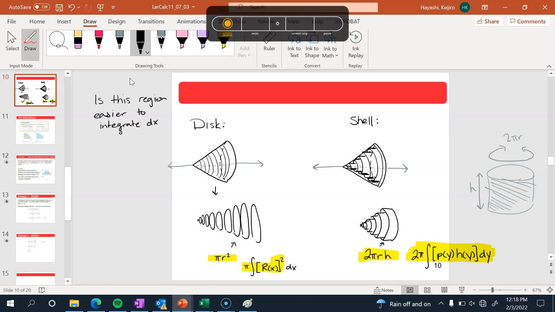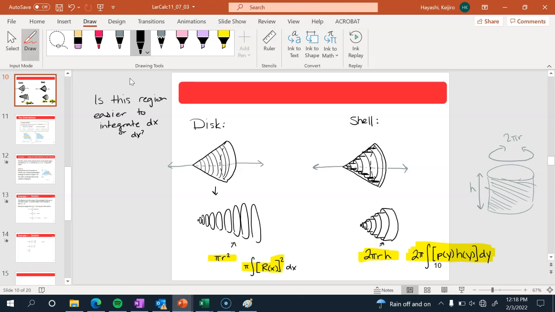Dx or dy? And with this particular shape, it doesn't really matter. But there are shapes where it does. And that's the first question you should be asking. And you choose dx or dy.